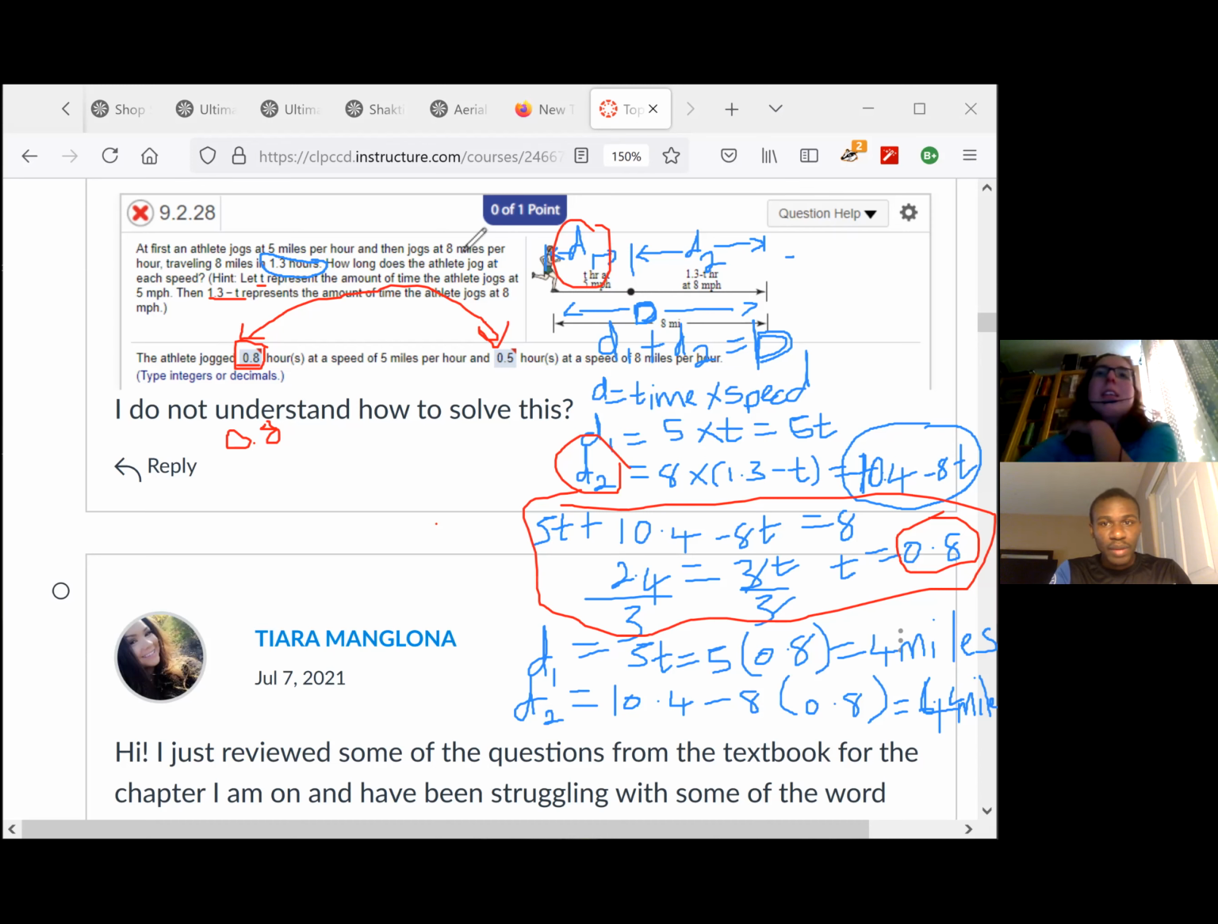Yeah, that does make sense. I mean, this whole process I understand. I think it makes sense. It's just a matter of why is 0.8 hours wrong? That's just what I don't really understand. But yeah, the process does make sense.